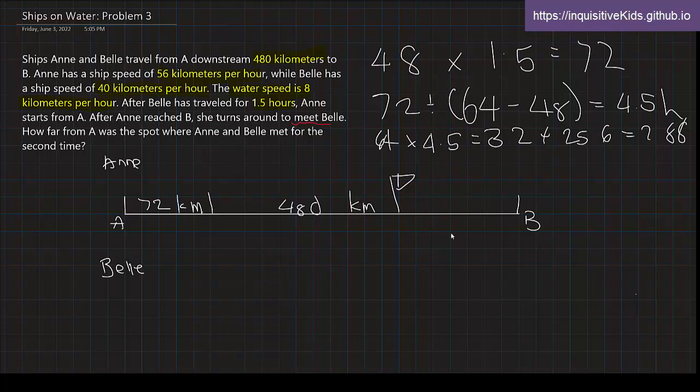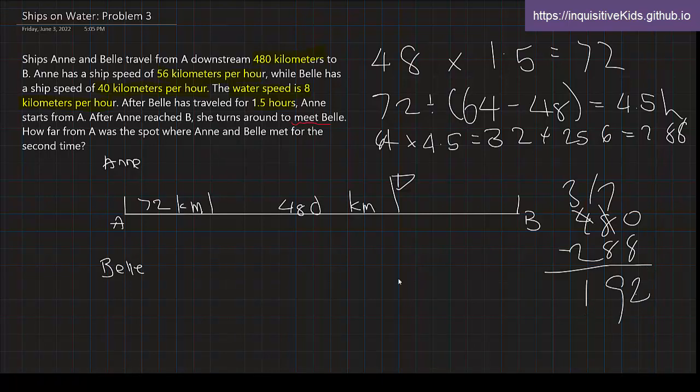Now we want to find the distance of here though. So we're going to take 288 away from 480. So 480 minus 288 is 192. This is 192 kilometers. And now this is when our second phase begins. It's when they're starting to get to their second time meeting, right?